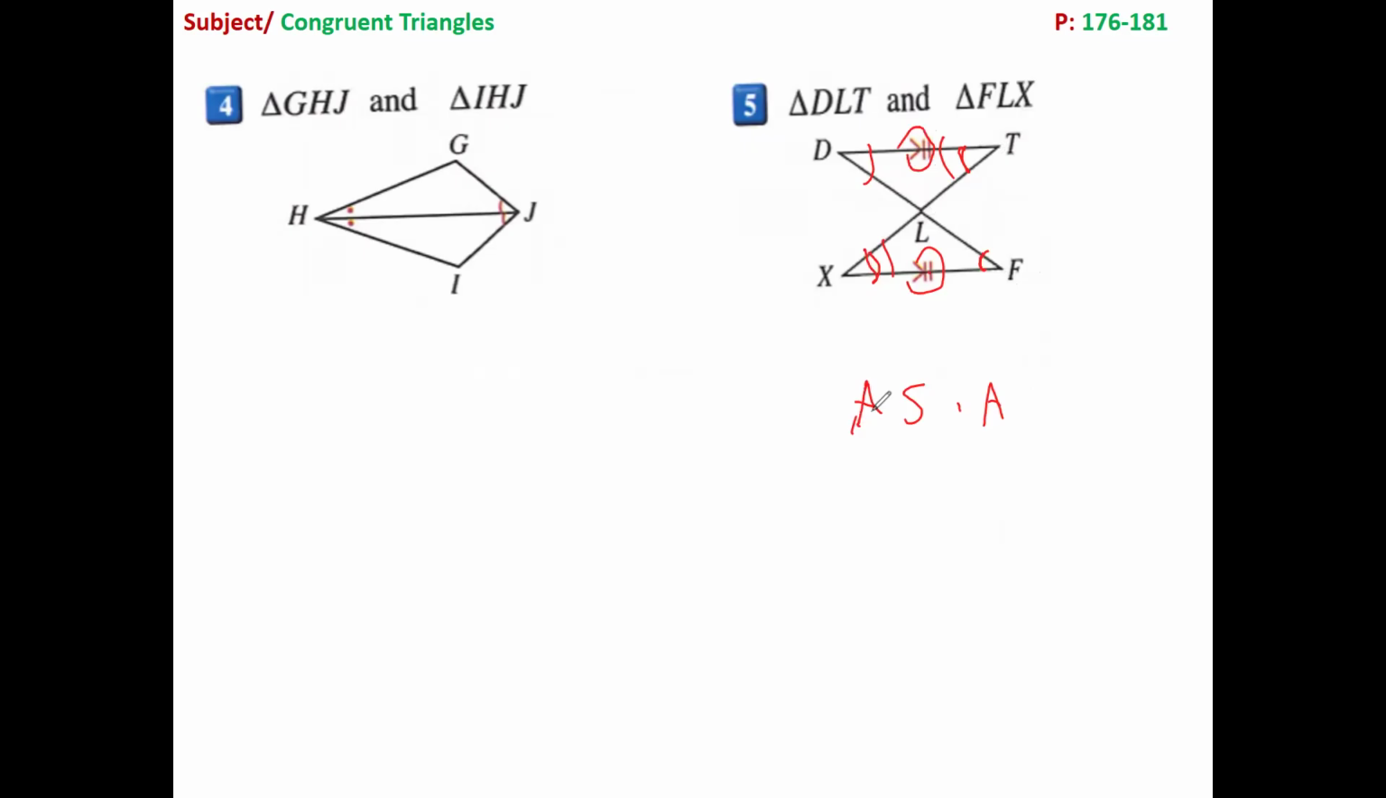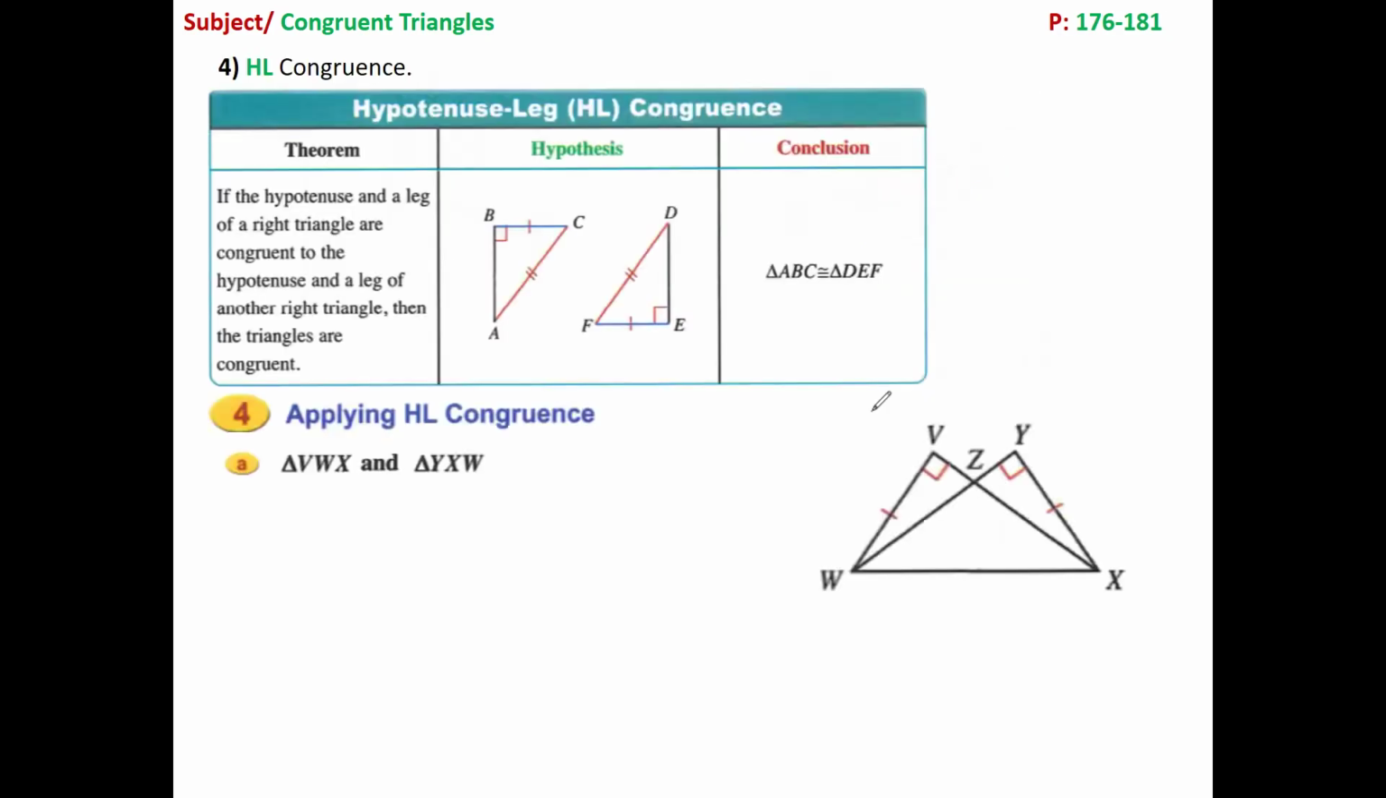Now the next example that we have, which is the last one, is called hypotenuse and one of the legs, which we call HL. This one is the easiest one, and many people have a problem with it, but it's actually the easiest one. So if you find out one of the legs are congruent and they have the same hypotenuse, then in this case you can say the two triangles are congruent. What do we mean by this?